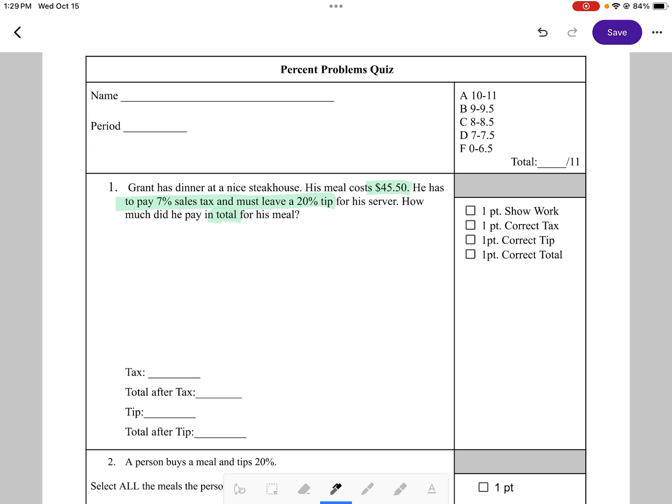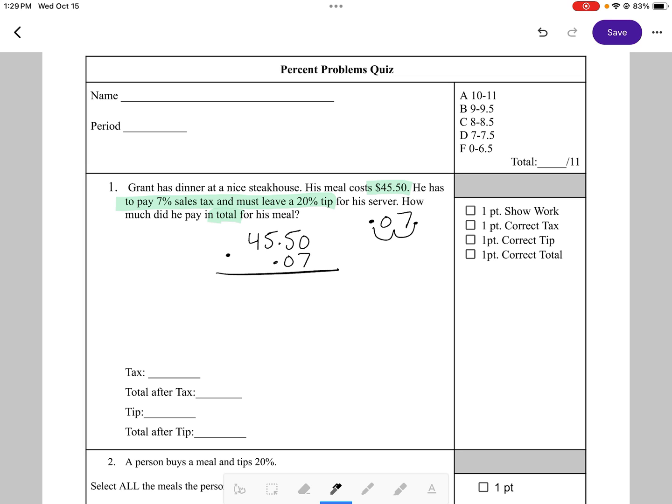Okay, so the meal costs in total $45.50. So I'm going to write that value down first. Then you have to pay a 7% sales tax. Now, whenever I do this, remember I've got to change my percents back to a decimal. So I'm going to move my decimal 2 places to the left, and this becomes 0.07. So now this is 45.50 times 0.07. You're able to use your calculator.